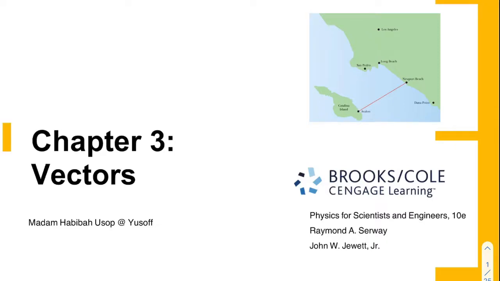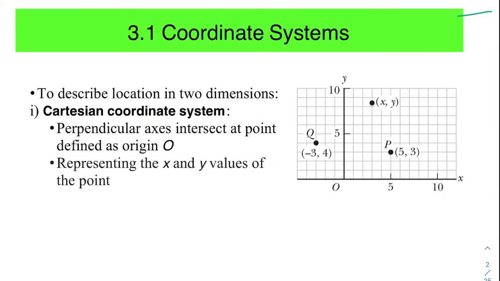Inshallah, today we're going to continue our chapter 3 entitled Vector. The first part of this topic will be coordinate system. We have two kinds of coordinate system. The first one is Cartesian coordinate system. By the way, what is the use of the coordinate system? It is used to describe location in two dimensions, for the xy axis in this case.